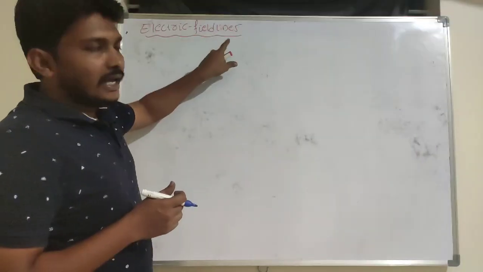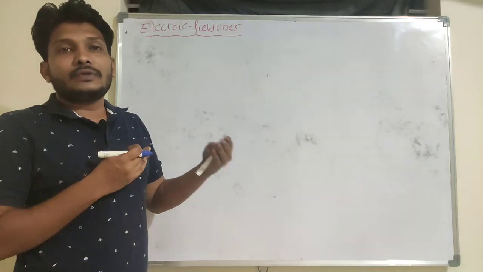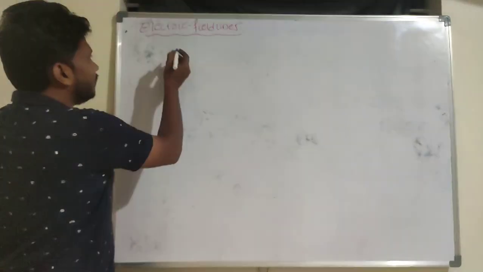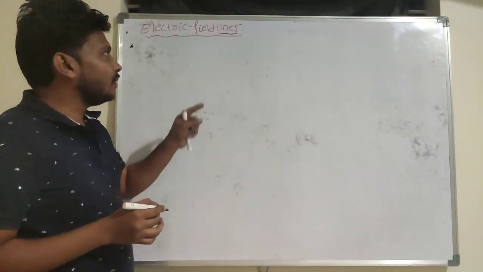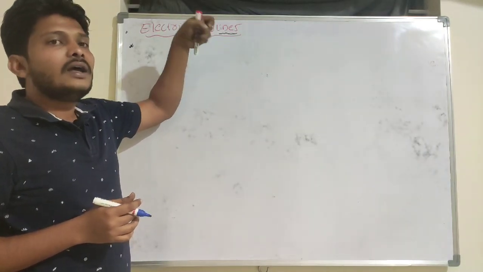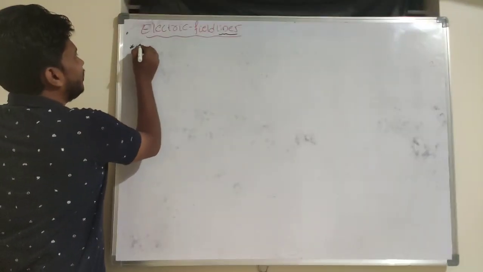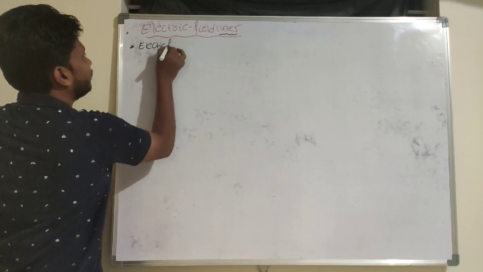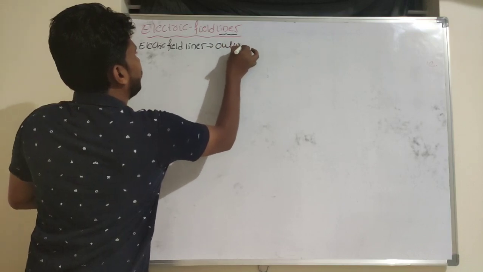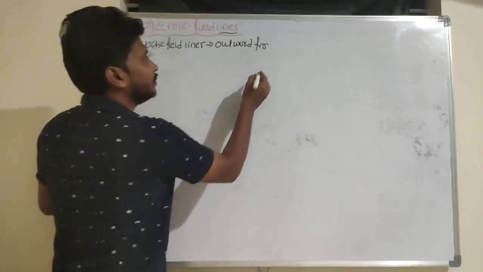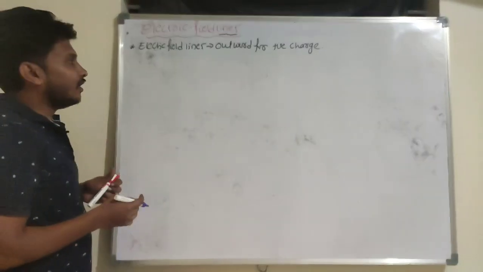Electric field means I said E is equal to F by Q. I gave that mathematical approach. Without the mathematical approach, how shall I understand the electric field? So electric field lines are imaginary lines. Whatever field lines I consider, those are all imaginary lines. For my consideration, I will take a certain kind of assumption here. Electric field lines are outward for positive charge.